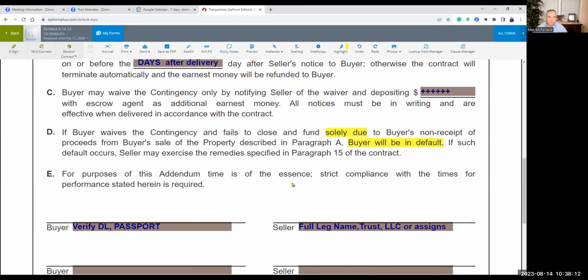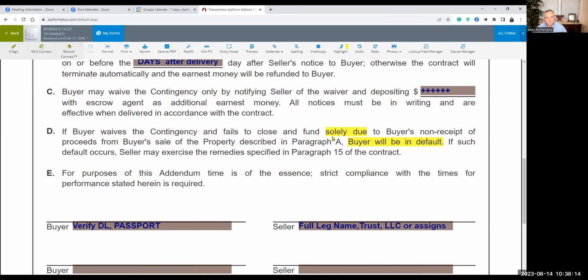This backup works as well, right? This sale of other property. If the buyer waives the contingency and they can't close solely due to the buyer's non-receipt of the proceeds, right? Buyer's going to be in default. If they waive the contingency, they will be in default. So don't waive it unless you're certain you're going to close.